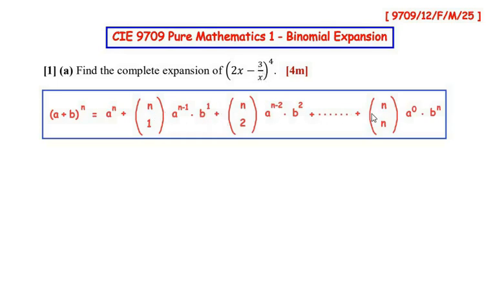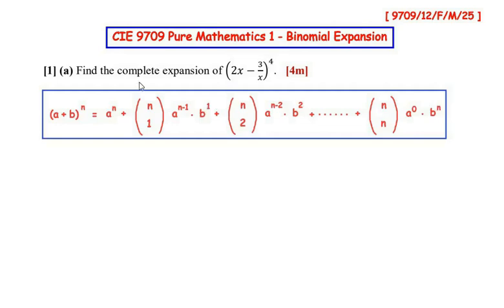And if you observe carefully, the power of a starts with n, that is the power given over here. And it keeps on reducing till it reaches a power of 0. On the other hand, the power of b in the first term is 0, so we do not see any b term over here. But from the next term onwards, the power of b is going to increase. So here we can see it is 1, then 2, and so on till it reaches the given power.